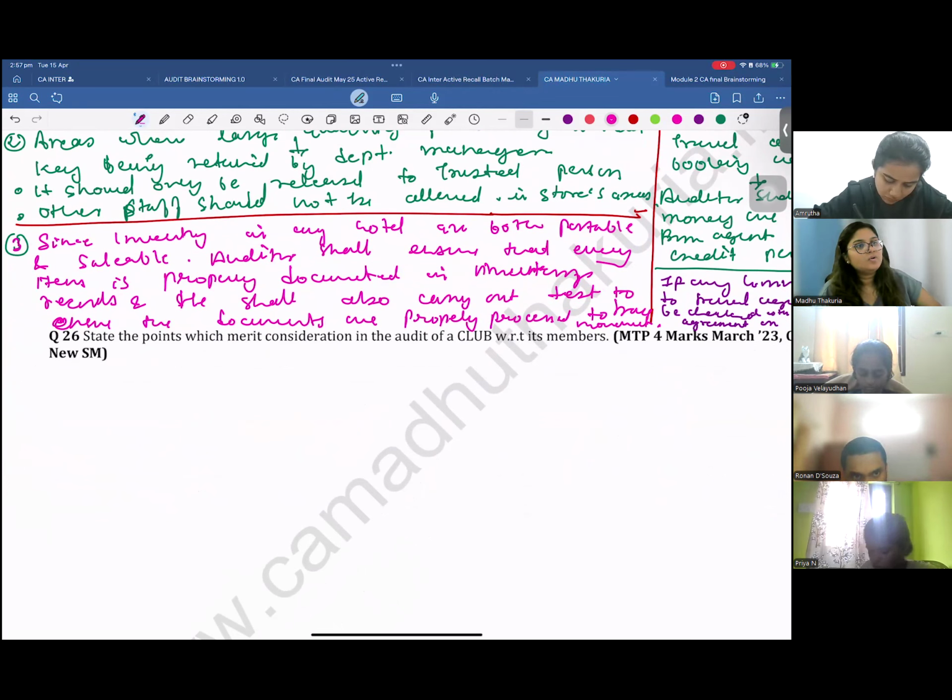Since inventory in any hotel are both portable and sellable, auditor shall ensure that every item is properly documented in inventory records, and he shall also carry out tests to ensure that documents are properly processed to trace movement.